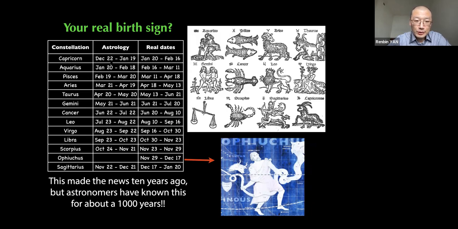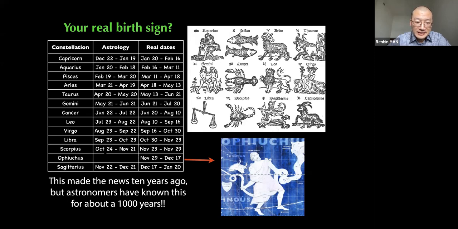For example, Capricorn used to be assigned to these dates, but if you ask in which constellation the sun is, it is actually between January and February that it is in the constellation Capricorn. So this is the shift that I was talking about.